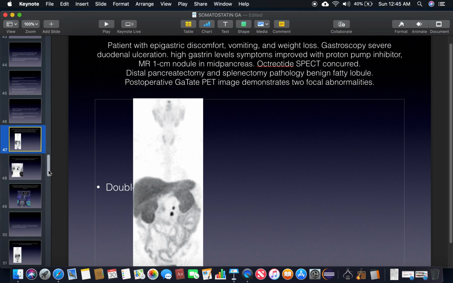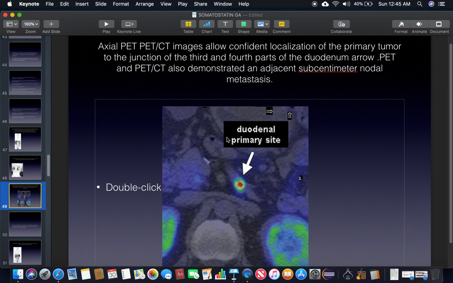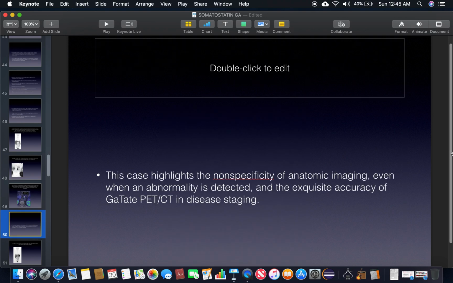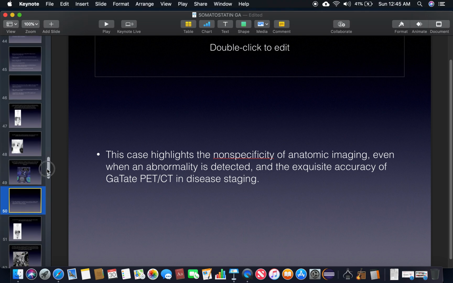So again, this re-emphasizes the point that PET allows confident localization of the primary tumor. Here in this case, it is at the junction of the third and fourth portion of the duodenum, and this can be better seen in this example where you can see the primary site. Now, this case highlights the non-specificity of anatomic imaging even when an abnormality is detected, and so gallium Tate PET CT is extremely helpful in this regard.